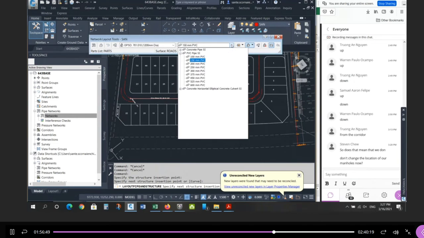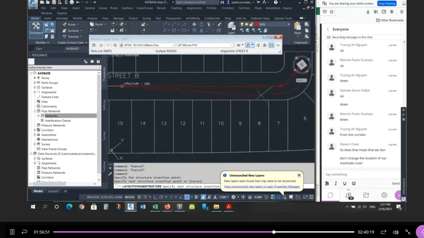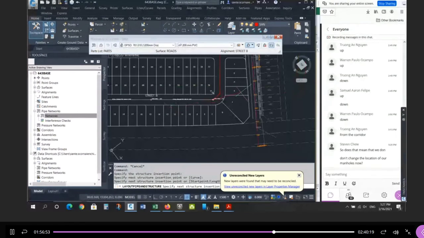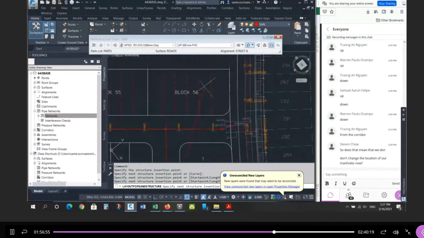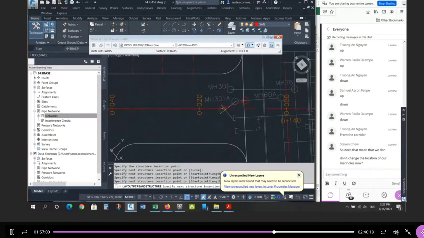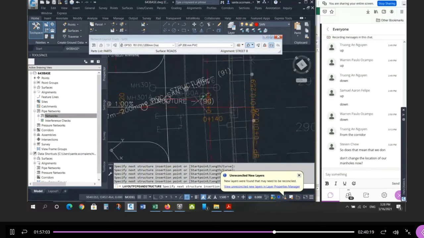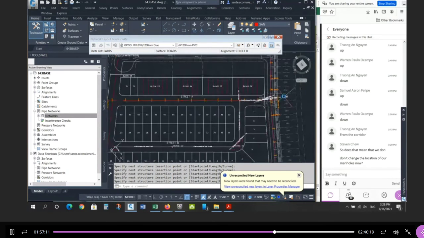The next pipe, I'm in the middle of the command. I can actually change the size on the fly, make it a 200. So I'm going to snap here. I'm going to snap here. I'm going to snap here. And then I'm going to continue downstream. I'm going to snap here. I'm going to snap here. And I'm going to do one more. I'm going to snap here, the last existing maintenance hole, right? So I can define this pipe. And I'm going to stop, enter. Okay, so I've digitized that part of the system.